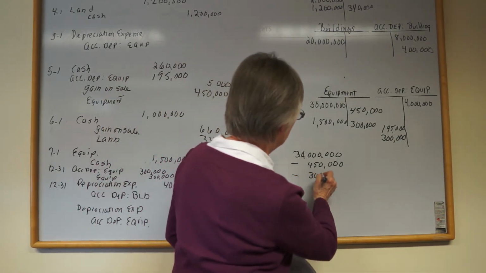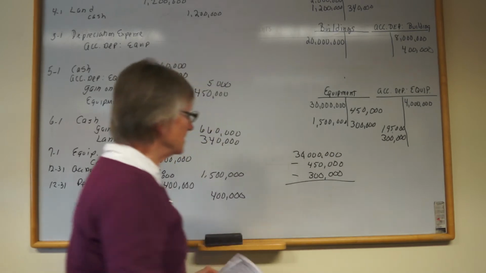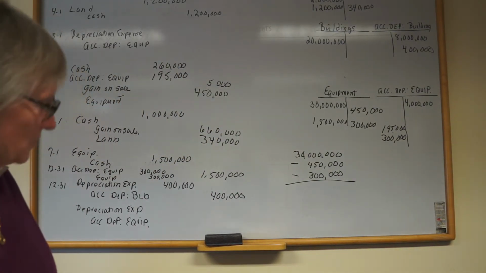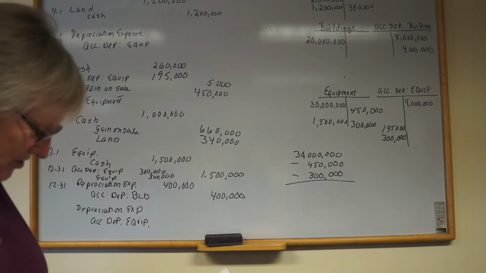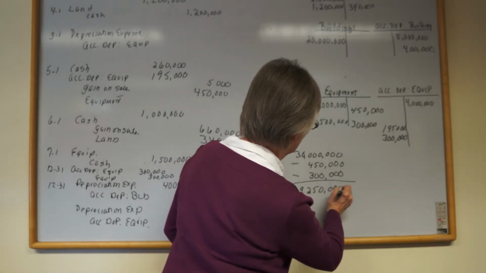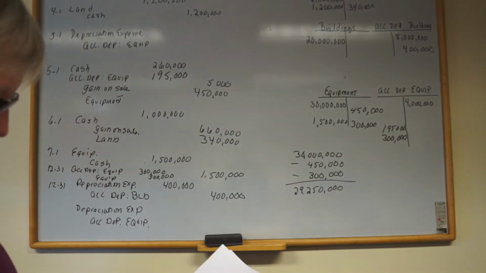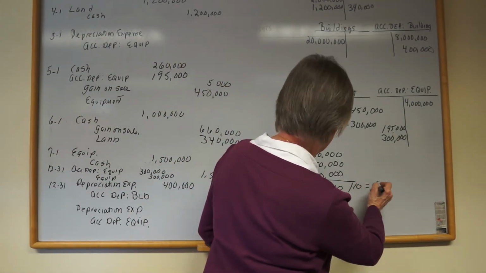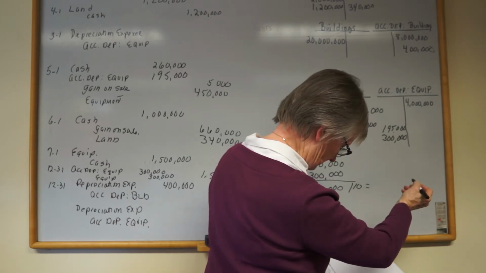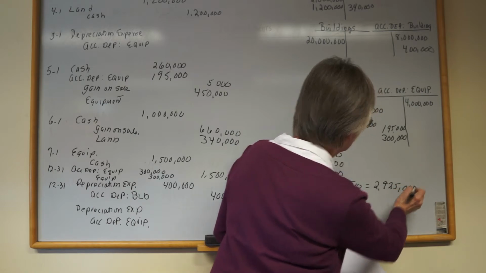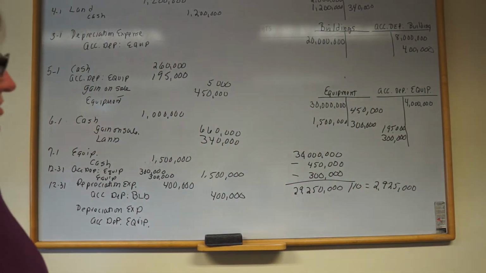So we also sold 300,000. So the equipment that we are left with, of that original batch, is 29,250,000. Okay. So that's all getting depreciated over 10 years, okay? So we would divide that by 10, and we would get 2,925,000. So that's the depreciation expense this year on our existing equipment.